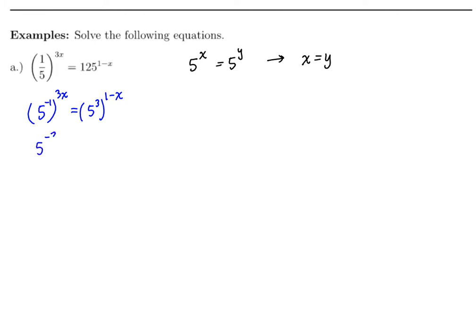5 to the minus 3x equals 5 to the 3 minus 3x, because we used powers of powers and multiplied to combine the exponents. So now they're both exponents on 5, and we care about where negative 3x equals 3 minus 3x. So what are those solutions? Well, let's add 3x to both sides.